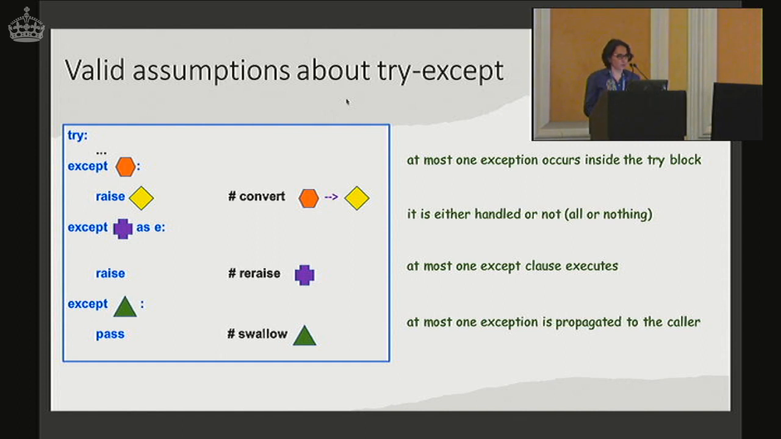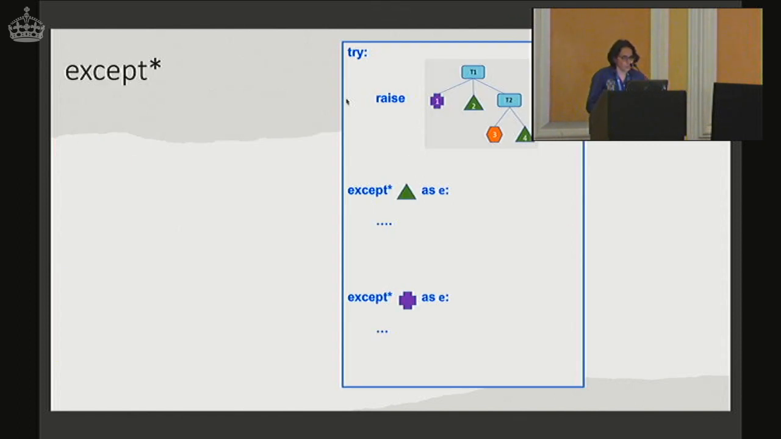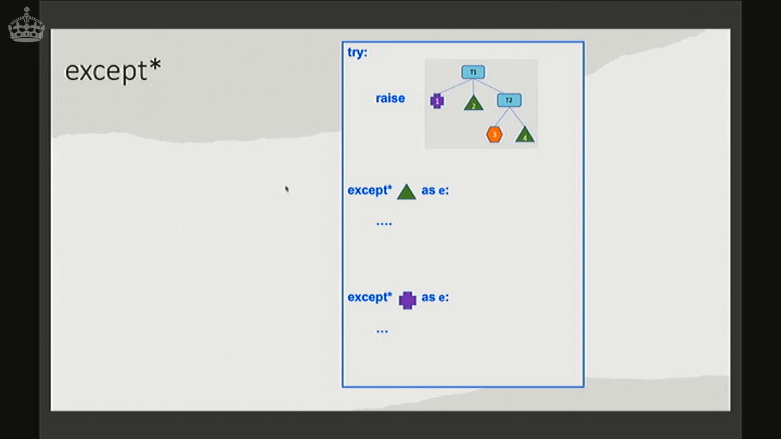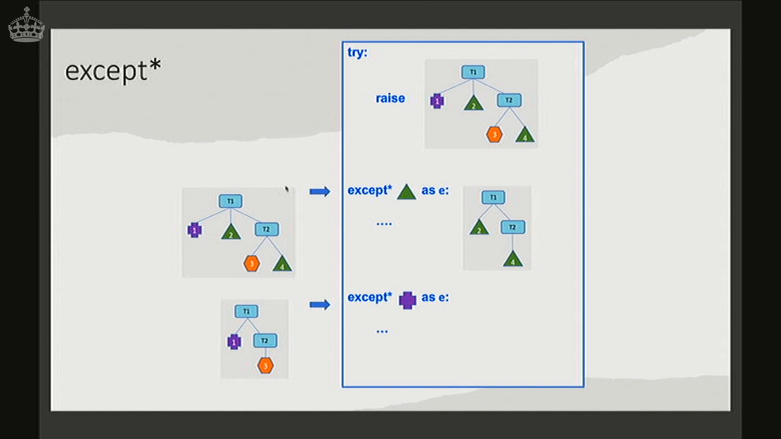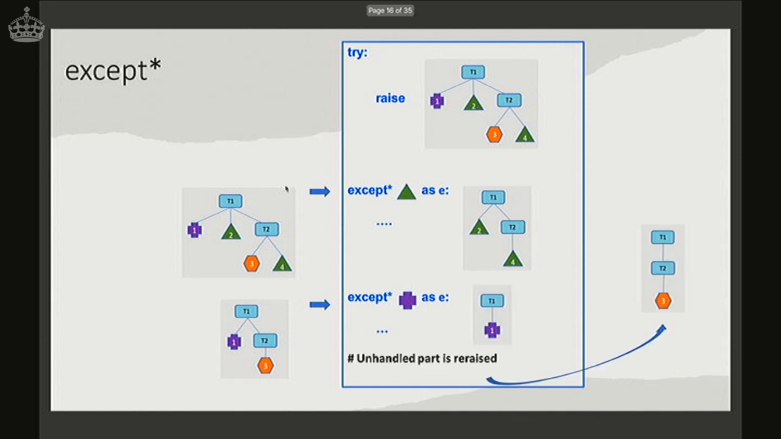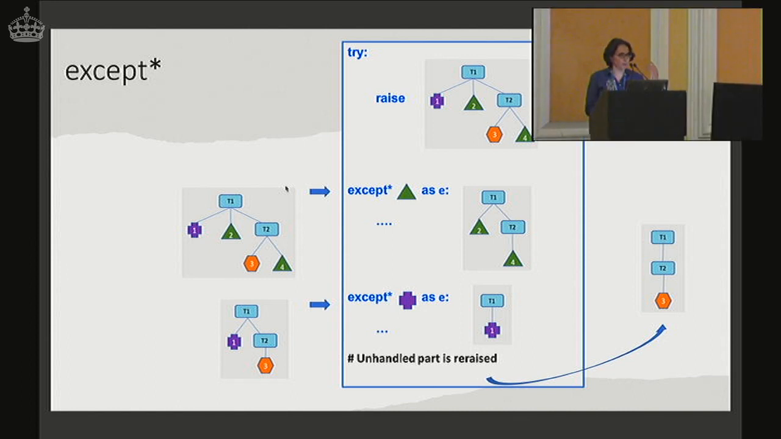None of this holds when we go to except star. So let's walk through except star and see how it works. So we have a try block, we raise this exception group. The first except star green triangle splits on green triangle. The matching part gets bound to the variable e, and we execute this clause. Now the next except star clause sees the remainder. So the green triangles are not considered for matching anymore. They have been consumed. We look at the remainder, and there is a purple plus that is matched, and then we have the remaining group with the orange hexagon that gets propagated on, because we didn't handle it.